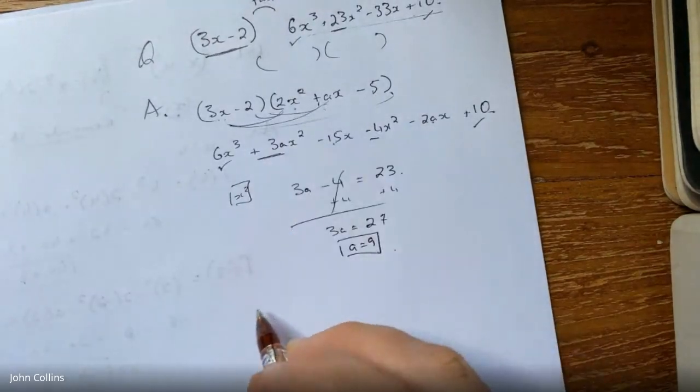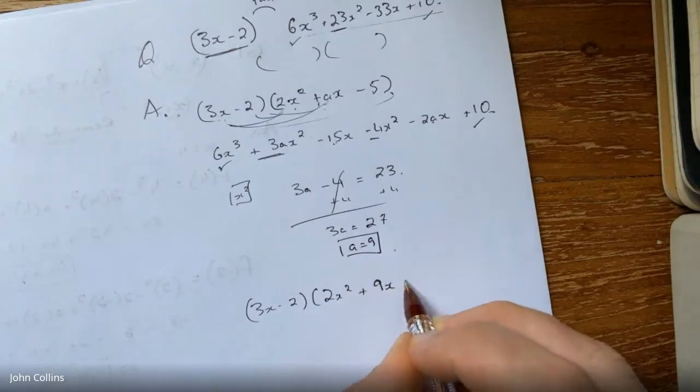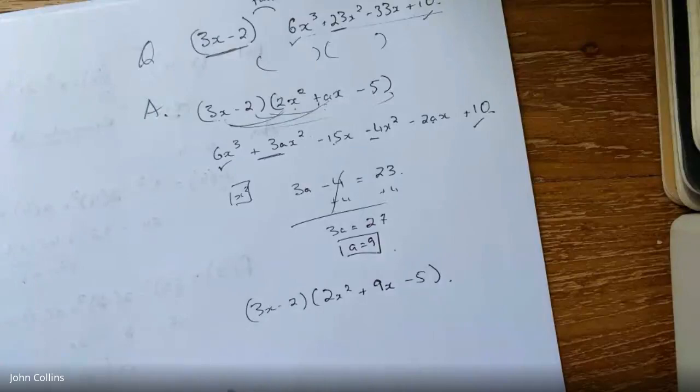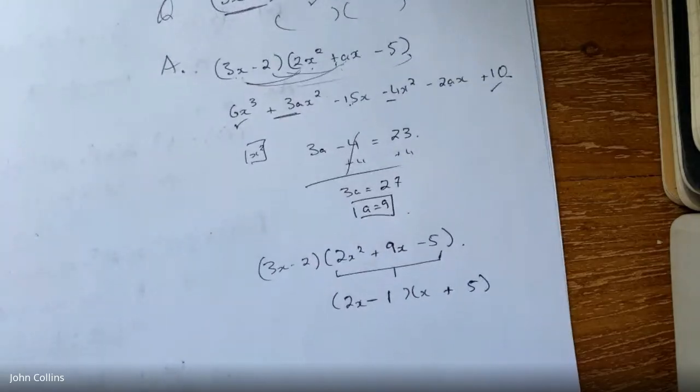So I have 3x minus 2, and I have 2x squared plus 9x minus 5. And I can factorize that to finish. So I get 2x, and I get x, and I get 5, and I get 1. I'm going to need plus 5 and minus 1. And that's it, fully factorized.